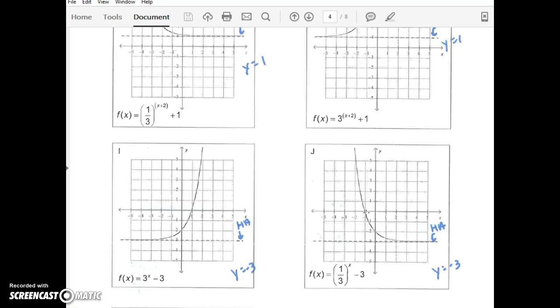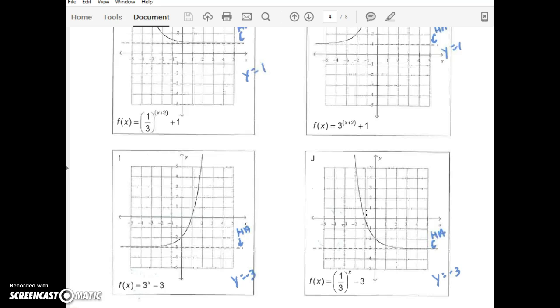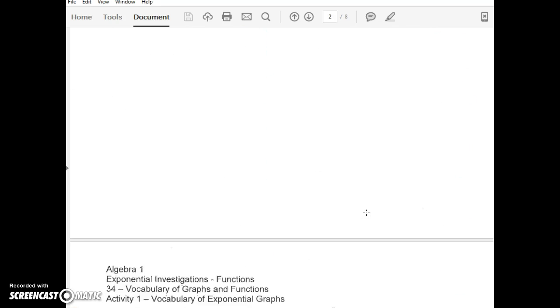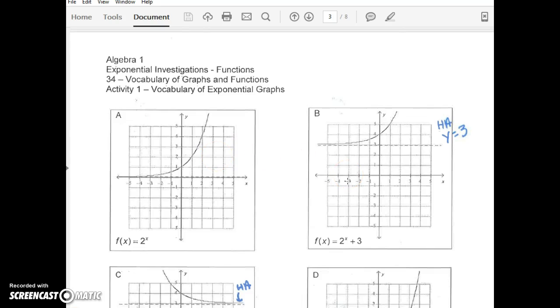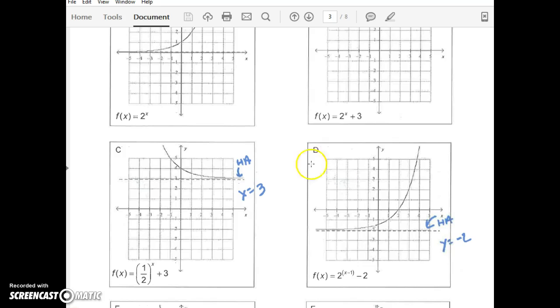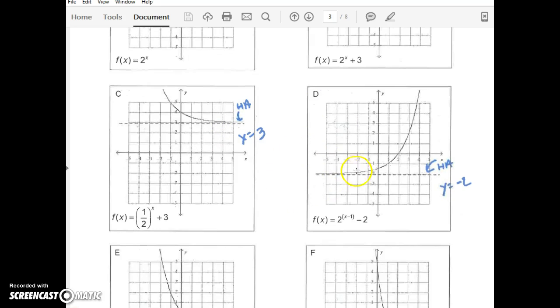And then the last thing we're asked to do is find for increasing or decreasing. Now, this one should be pretty straightforward. We're just looking, does the graph rise or fall as we move from left to right? Graph A would be an increase, as would B. C would be a decrease, dropping in value. D is an increase.